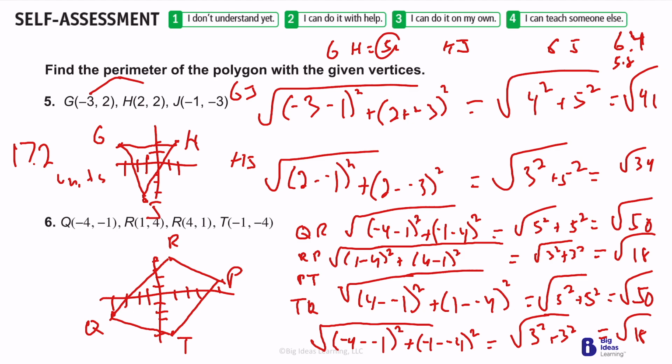So the square root of 50 is roughly 7.1. I have 2 of those. Square root of 18 is around 4.2, and I have 2 of those. So now add them together, and you get roughly 22.6 as your perimeter. It's not hard, it's just a lot of work.